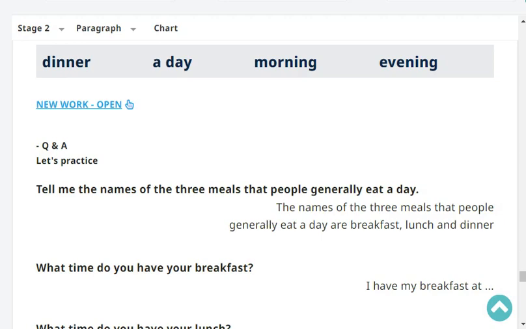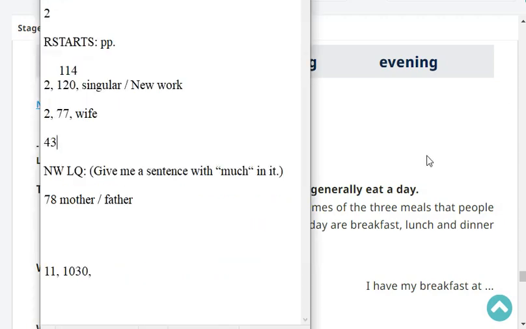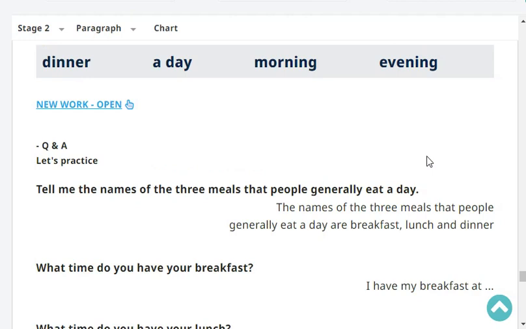Okay, next. Tell me the names of the three meals that people generally eat a day. The names of the three meals that people generally eat a day are breakfast, lunch, and dinner. Very good.